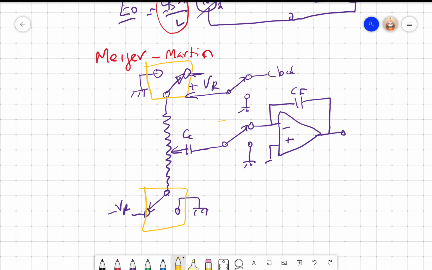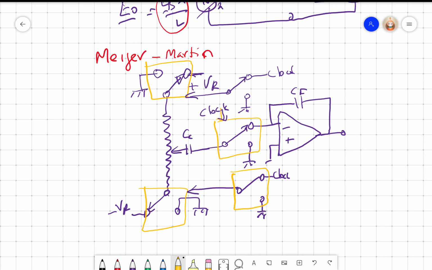So this switch is controlled by clock, and the control of this switch again goes through, so this goes to clock, this is grounded, again this switch.